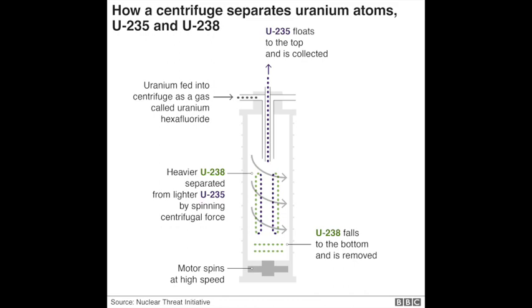Low enriched uranium, which typically has a 3 to 5% concentration of U-235, can be used to produce fuel for commercial nuclear power plants, while high enriched uranium has a purity of 20% or more and is used in research reactors. Weapons-grade uranium is 90% enriched or more.